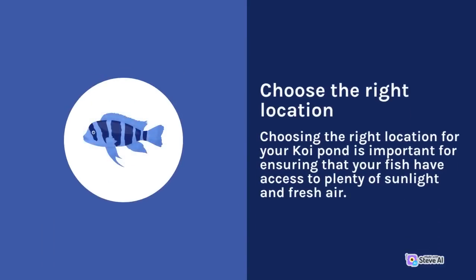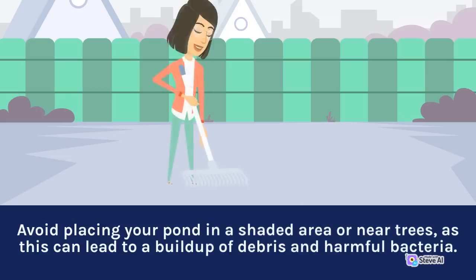Choose the right location. Choosing the right location for your koi pond is important for ensuring that your fish have access to plenty of sunlight and fresh air. Avoid placing your pond in a shaded area or near trees, as this can lead to a buildup of debris and harmful bacteria.